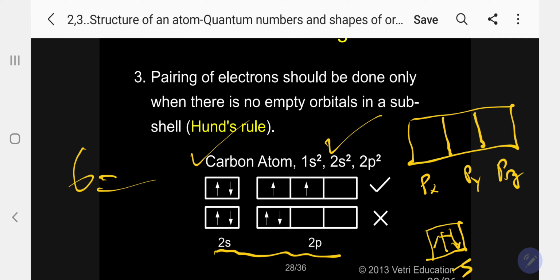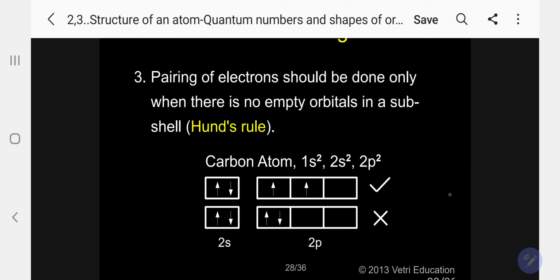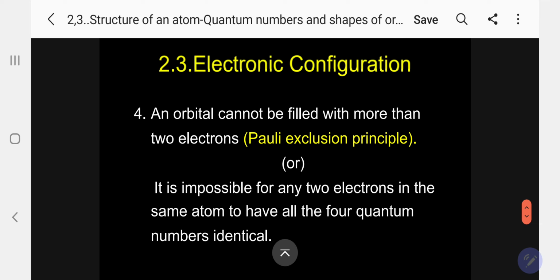So 2s2 is completely filled. For 2p2, I fill first px and then py. But if I fill the second way, pairing in the first orbital, it is wrong. The rule says pairing of electrons should be done only when there is no empty orbital. Here there is an empty orbital, so you should not pair. Clear idea. This is called Hund's rule: pairing of electrons should be done only when there is no empty orbital in the subshell. Let me go to rule 4.